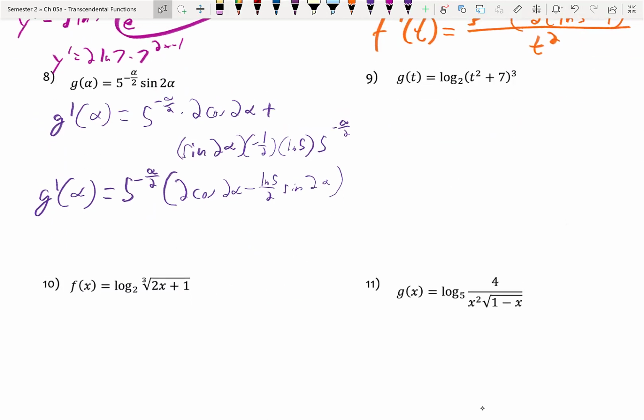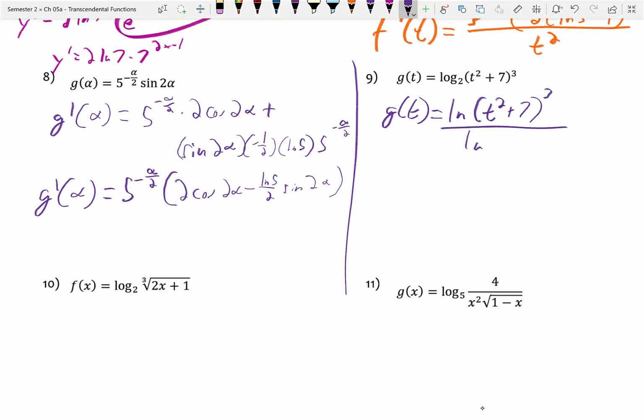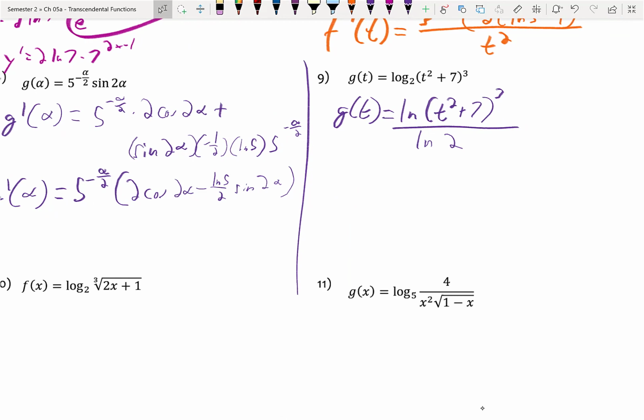Okay, next. 9, 10, 11 are a little bit different. And here's what I would recommend with them. You have a log base 2, and so you don't mess the derivatives up, we're going to use the change of base theorem to write these as natural logs. The change of base theorem says that if I have a log base 2, this is equal to the natural log of t squared plus 7 cubed divided by the natural log of 2. You guys did change of base a long time ago, or last year, when you were able to express logs of different bases as log base 10s or log base e's.